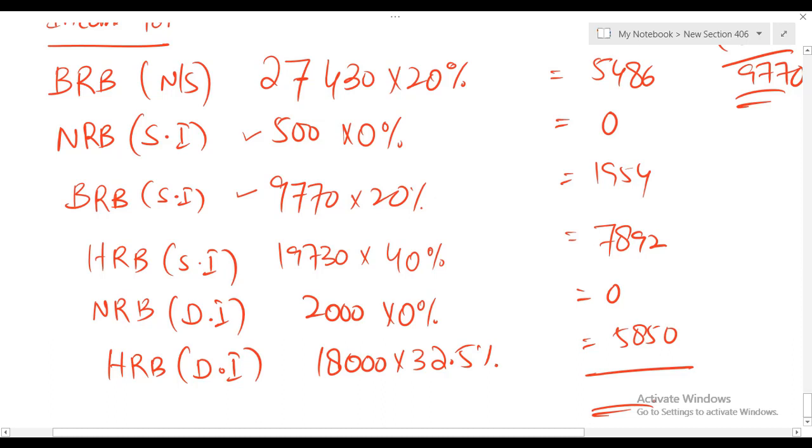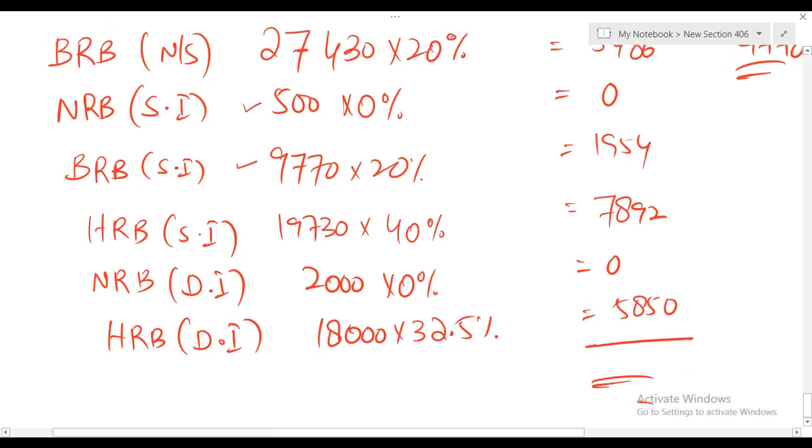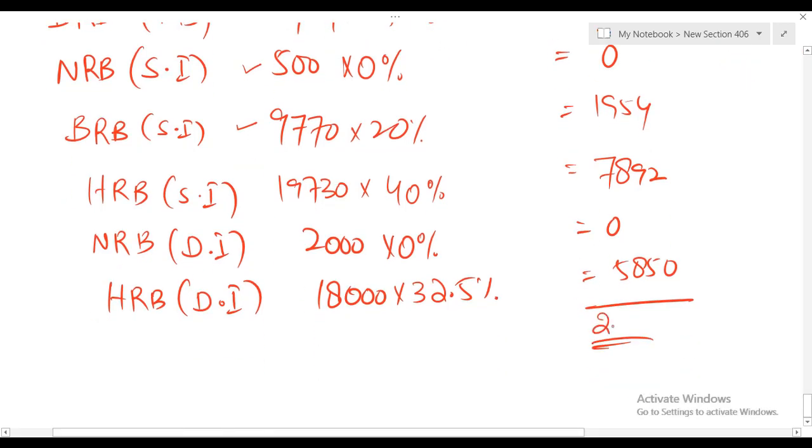Let us add all of these liabilities. 7,892 plus 1,954 plus 5,486. So I'm getting 21,182 income tax liability. Simply great. Okay.